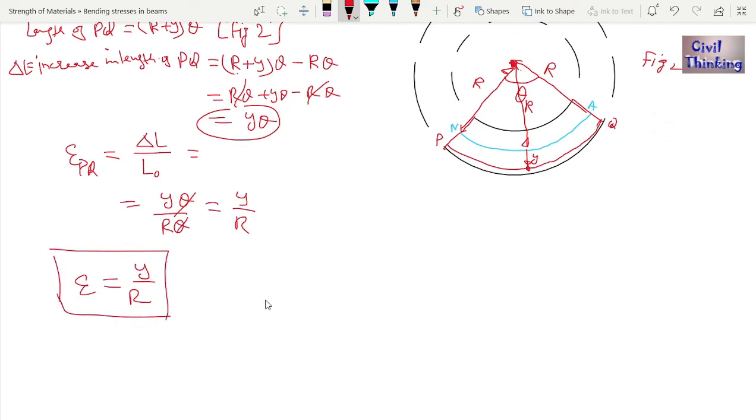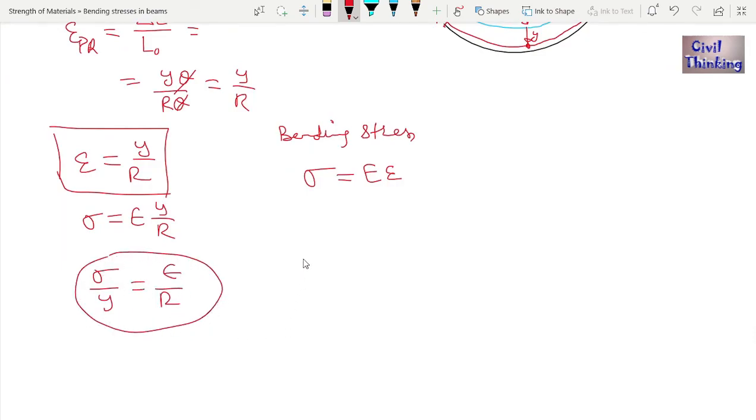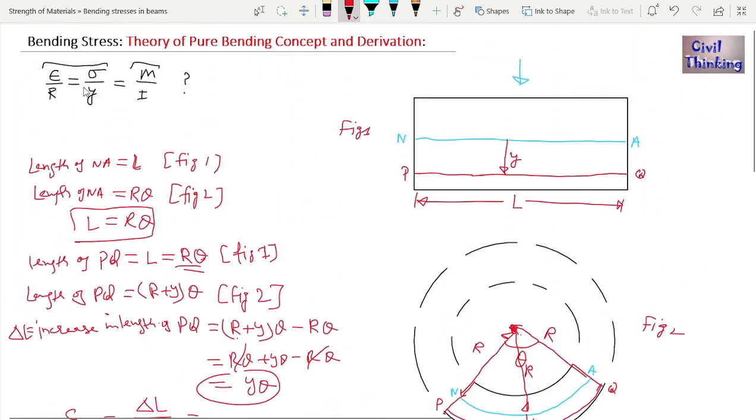Now let's talk about the bending stress. You know stress is equal to Young's modulus of elasticity multiplied by the strain. Here we can apply sigma equals E multiplied by y by r. If I rearrange this, we get sigma by y is equal to E by r. We have proved this.